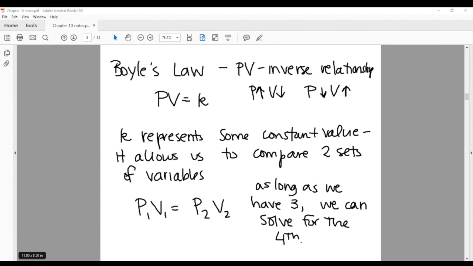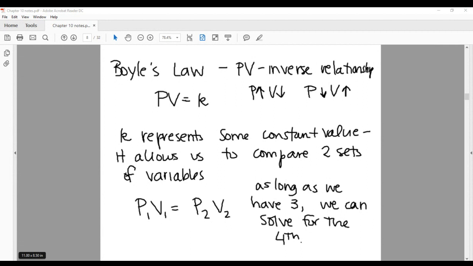So our first gas law that we're going to look at is Boyle's law, and this describes the relationship between pressure and volume. This is an inverse relationship, which means that as one goes up, the other goes down. So I have here, pressure going up, volume going down, pressure going down, volume going up. And what you'll see as you read in the book, and also as we go through these notes, is that we use this letter K to represent some constant value.